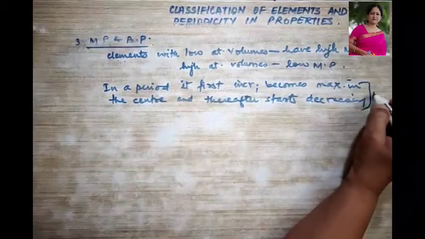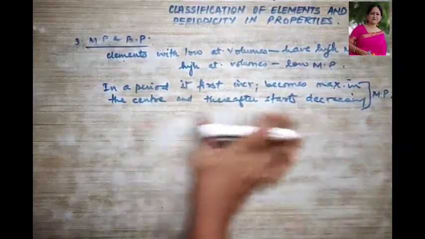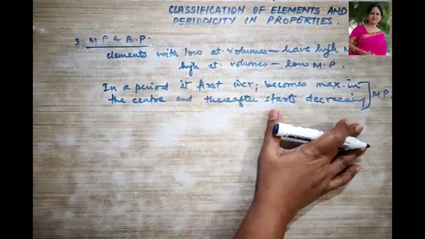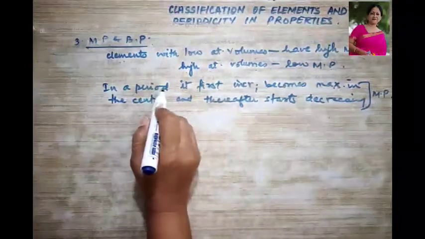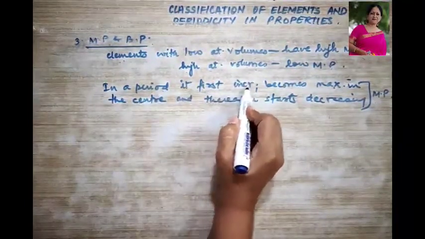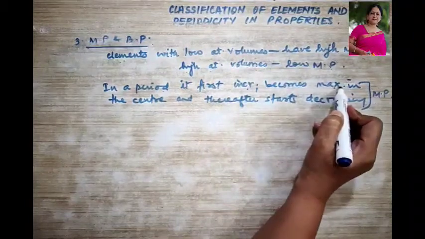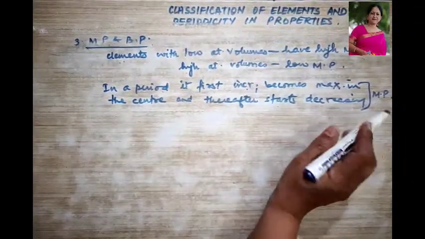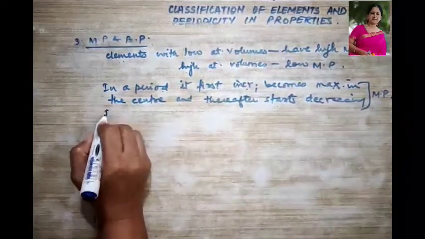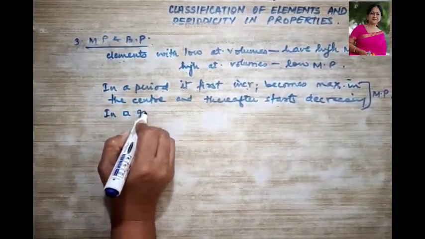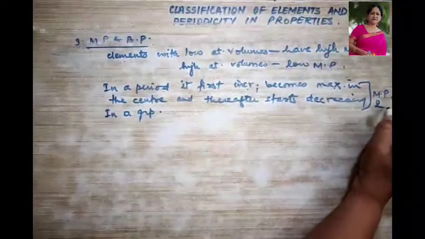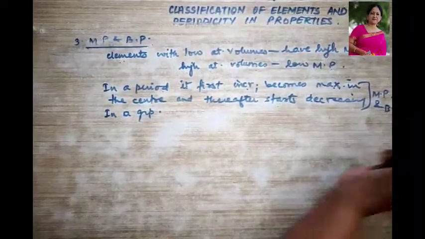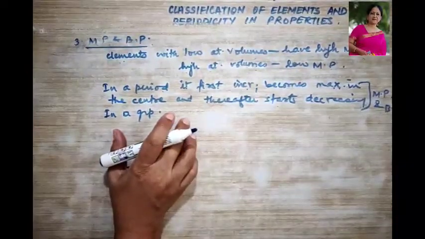So this was about melting point. Same thing we are going to observe in the boiling point also. That is, in a period, the boiling point first increases and then becomes maximum in the center, and thereafter it starts decreasing. Now in a group, what will happen? This was also for the boiling point, right? Now in a group, what happens?